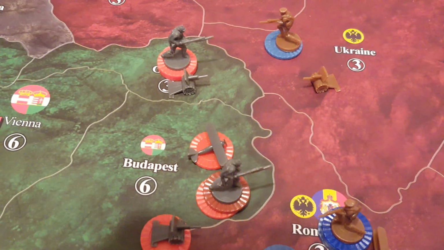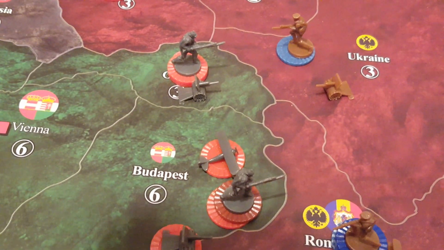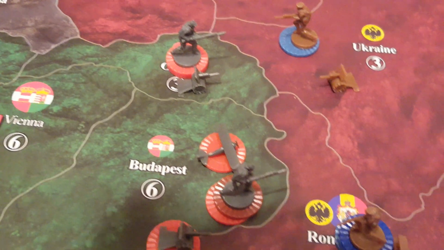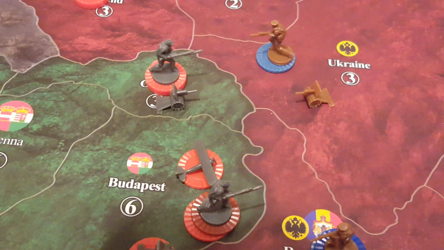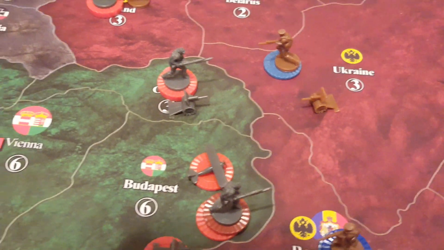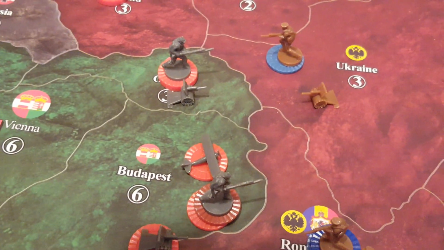That infantry is going to attack at a 3. The other 2 infantry are not supported by artillery. There's not enough artillery to go around for all of them. The other 2 infantry are going to attack at a 2, just like normal.